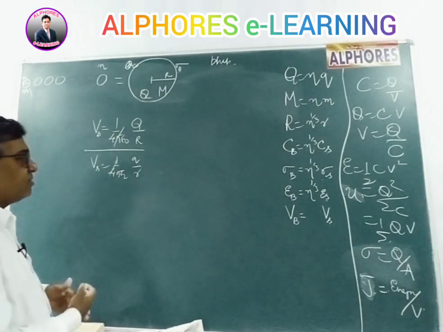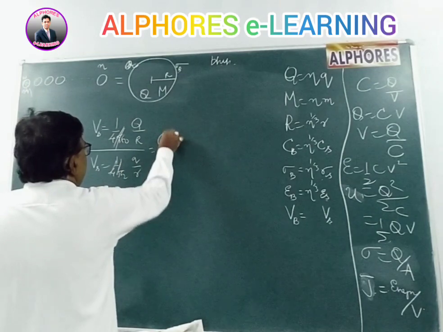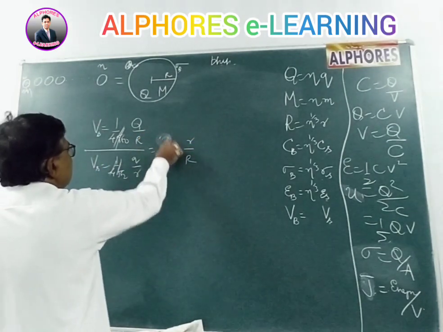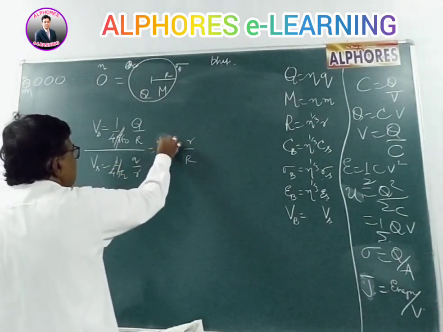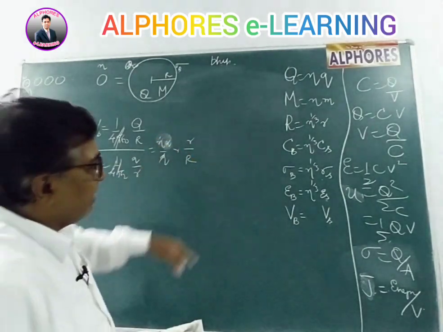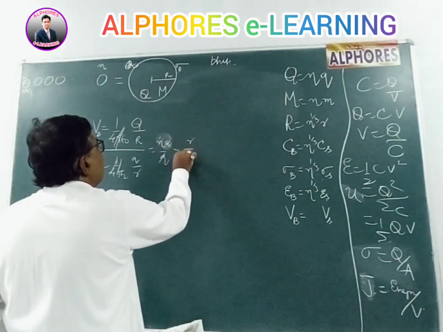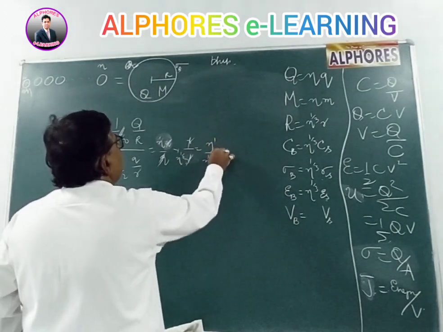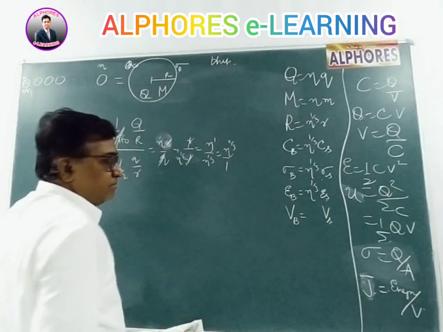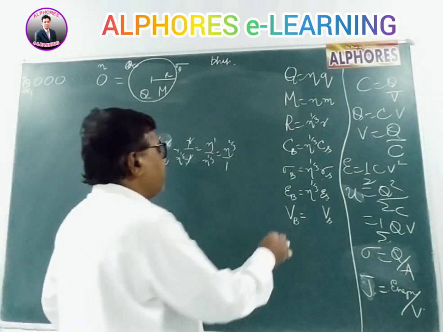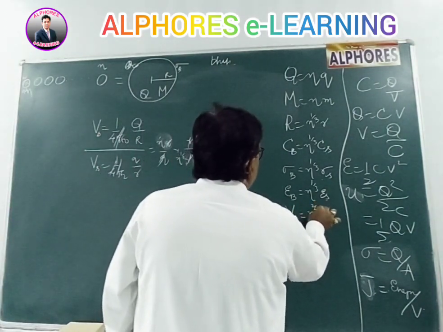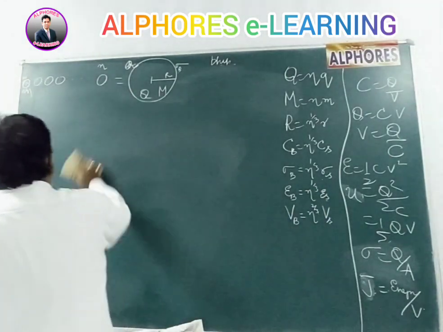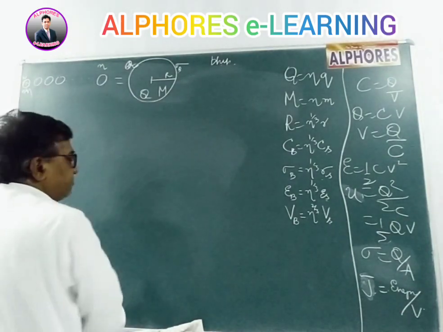Constants cancel. So taking the ratio, it's capital Q by small q into small r by capital R. Capital Q, we have found, is n times. Capital R, again we have found, is n power 1 by 3 times small r. Well, this cancels. It's n power 1 by n power 1 by 3. It's n power 1 minus 1 by 3, it's 2 by 3. So therefore the potential is n power 2 by 3 times the potential of the smaller one. So V big is n power 2 by 3 times V small.